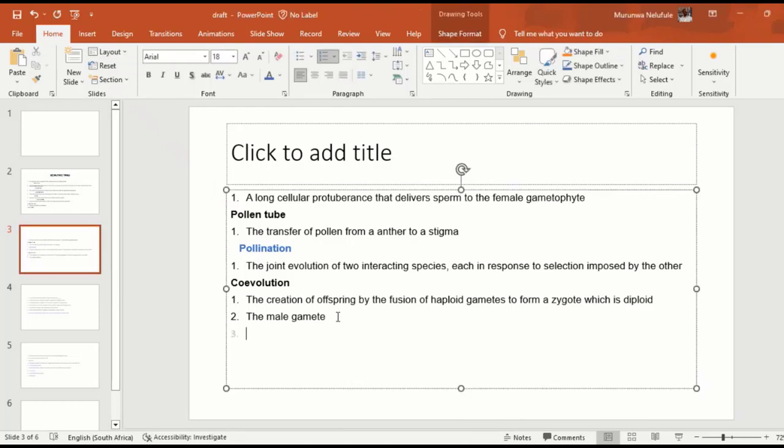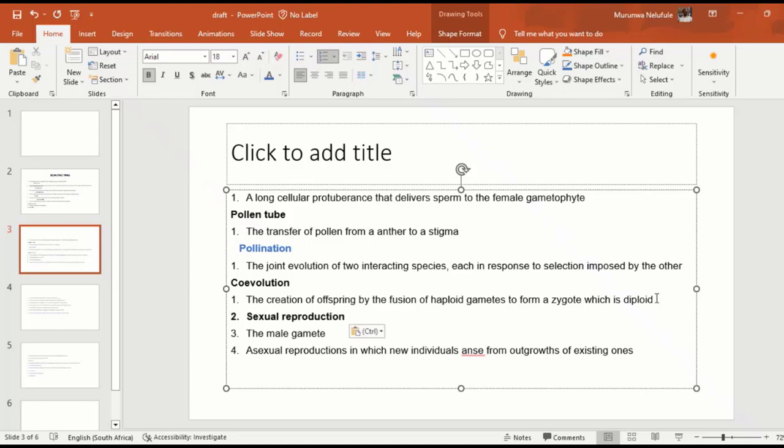But the descriptive term is actually sexual reproduction. As a matter of fact, sexual reproduction is the creation of offspring by fusion of haploid gametes, because it is how we were created. Offspring, babies, come by the fusion of haploids to form a zygote, which is diploid. It's actually sexual reproduction.